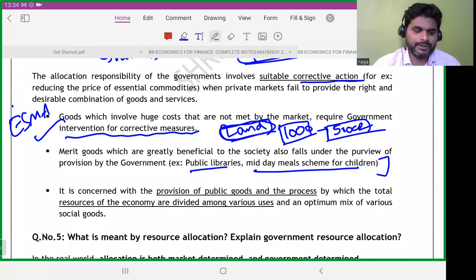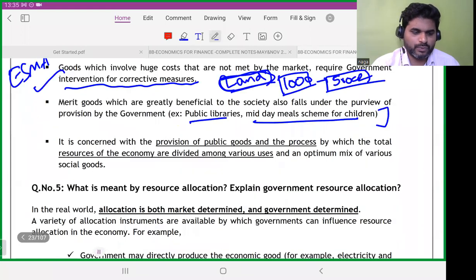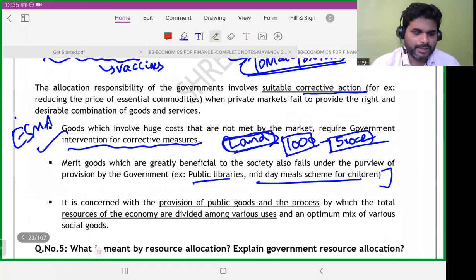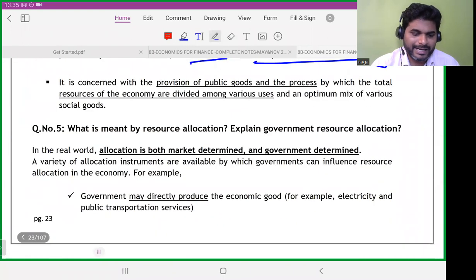So that's about the resource allocation function, right? There are multiple ways these questions are asked, so that is why we had put different questions. So there is another question called what is meant by resource allocation, right? Let's quickly look at: explain the government resource allocation function.